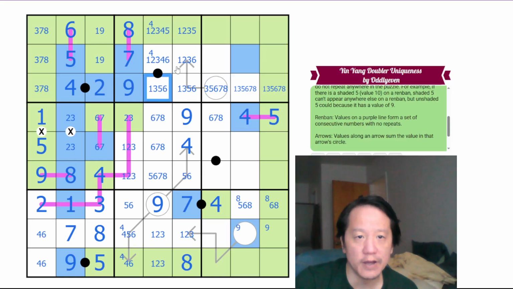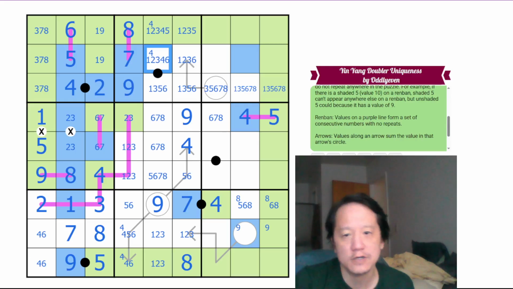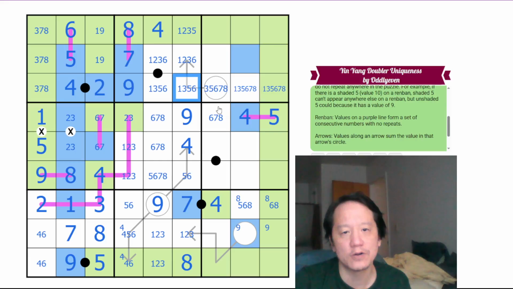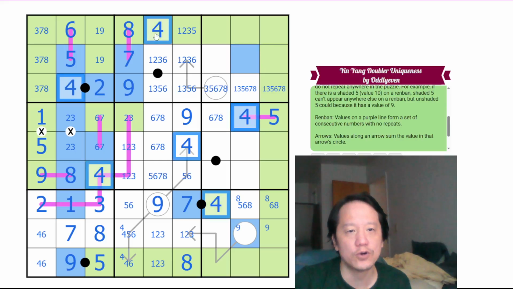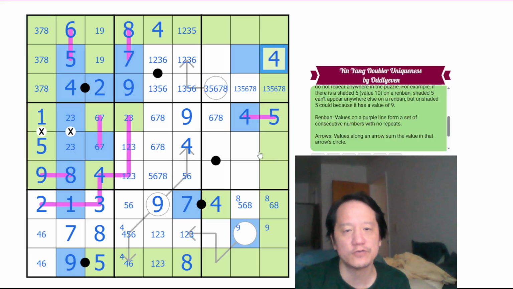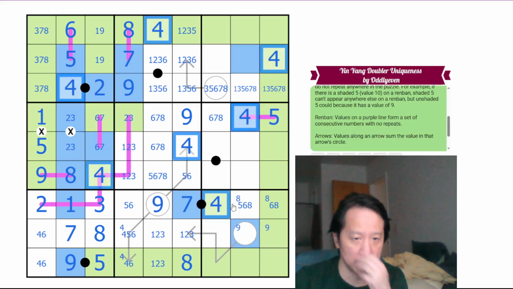4 cannot be on the black Kropke dot anymore because we have both 7 in value, the unshaded and the shaded version. So this cannot be 4 here, which means this must be 4 there. Where is 4 in row 2 now? 4 cannot be here because 4 is in the boxes. Can't be here because 4 is in the column. So 4 is there.